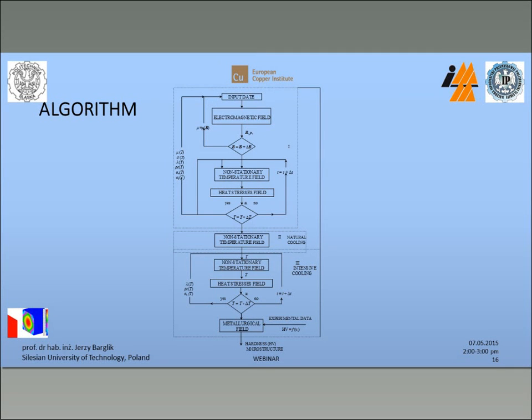And finally, we have the metallurgical field, we have parameters of hardness and structure, and it is fully based on experimental data. And the result is hardness and microstructure. So it is a very complicated algorithm. In many cases, a lot of simplifications should be introduced.